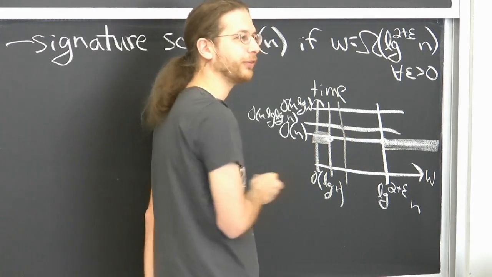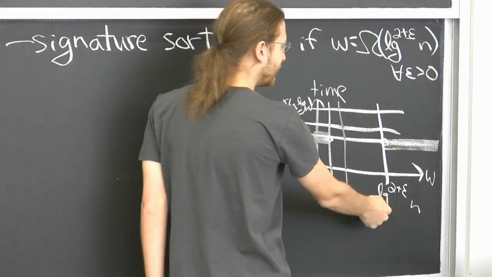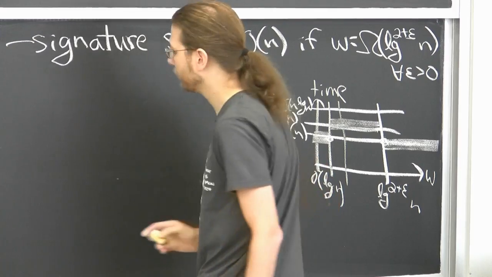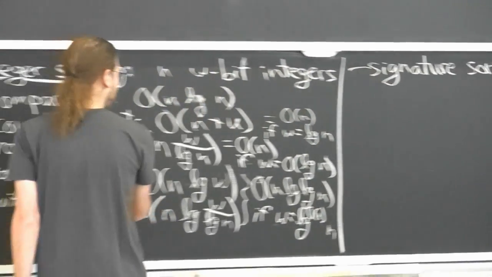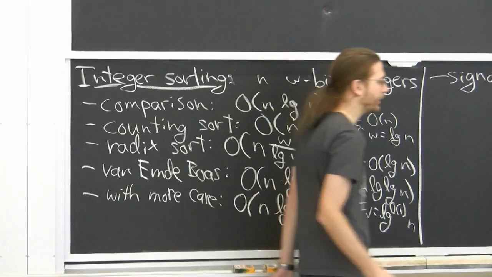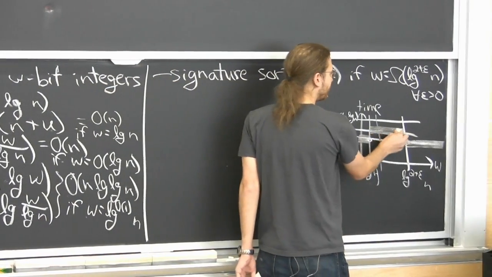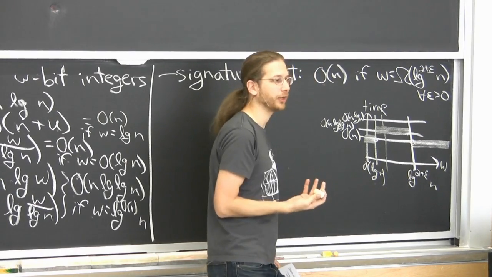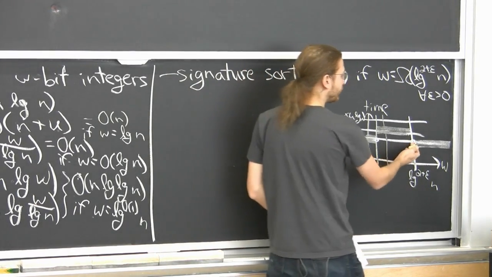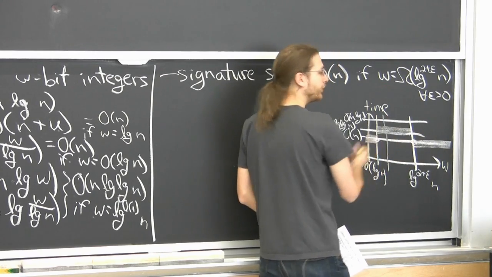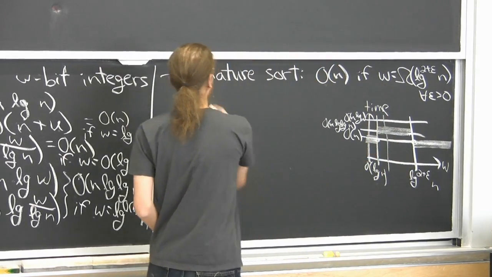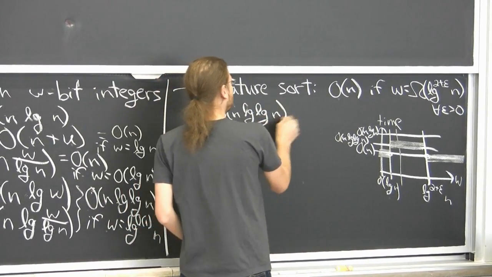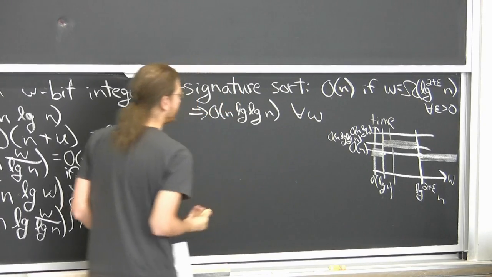So the question is, what about this middle range between log n and log to the 2 plus epsilon? Well, one thing we could do is use van Emde Boas sort, get an n log log n bound. That's one way to fill in this range in the middle. And that means overall, you can always sort n integers in n log log n time. If w is big, you use signature sort. If w is small, you use van Emde Boas sort. So this implies n log log n for all w. So that's something.